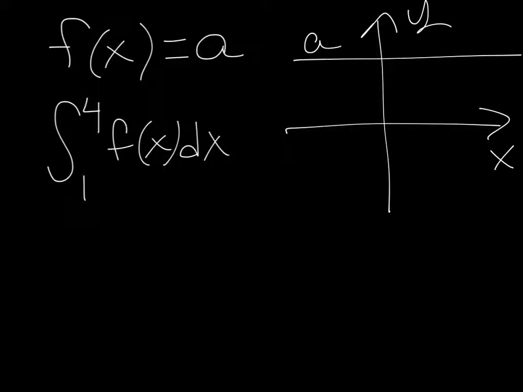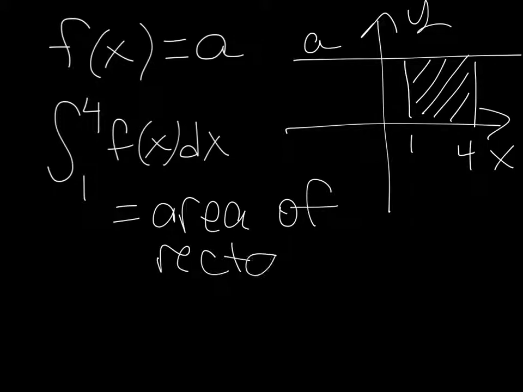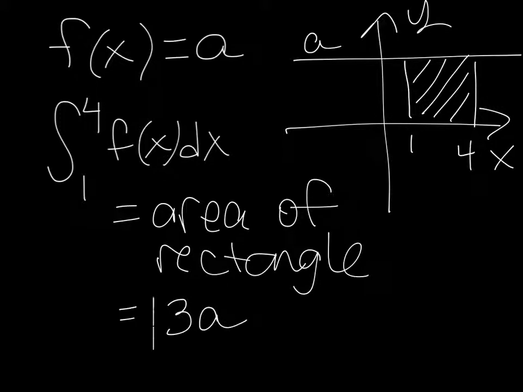If we want to find the integral from 1 to 4 of f of x dx, that means that we want to find the area of the region from 1 to 4 between the function and the x-axis. And that's the area of a rectangle, which is equal to the base times the height, and the base is 3 and the height is a. That area is equal to 3 times a.